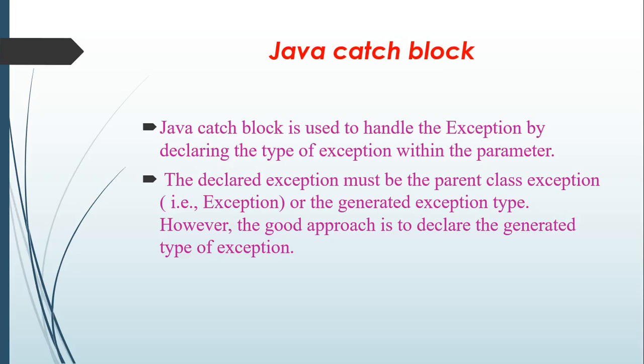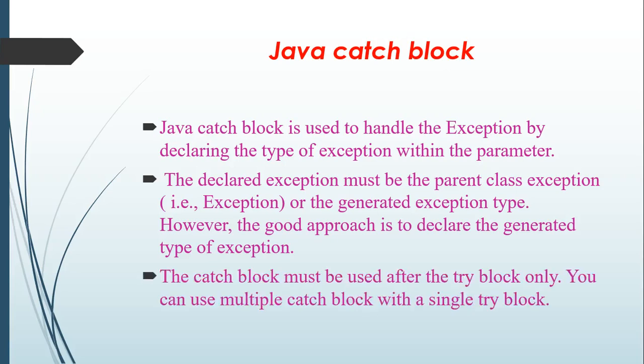Whatever the exception is, whether it is ArithmeticException, ArrayIndexOutOfBoundsException or NullPointerException, it is recommended that we give that exception class inside the catch block. It is the good approach to declare the generated type of exception. The catch block must be used after the try block only. You can add multiple catch blocks with a single try block also.